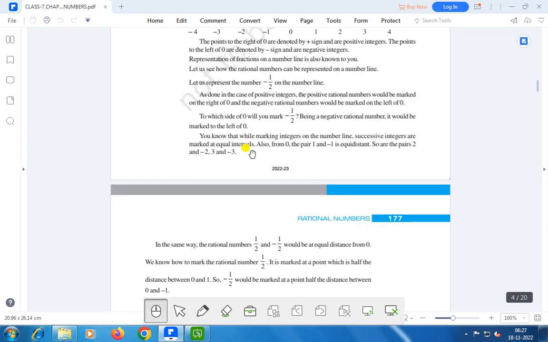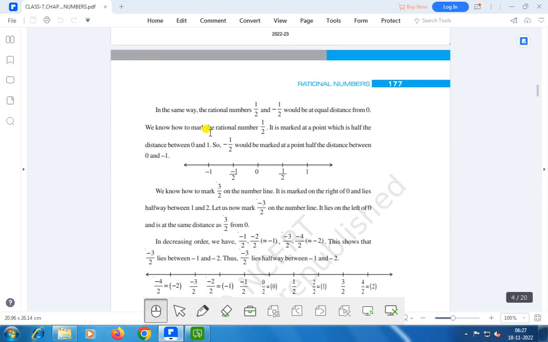You know that while marking integers on the number line, successive integers are marked at equal intervals. Also, from 0, the pair 1 and -1 is equidistant, so are the pairs 2 and -2, 3 and -3, right? In the same way, the rational numbers 1/2 and -1/2 would be at equal distance from 0. We know how to mark the rational number 1/2. It is marked at a point which is half the distance between 0 and 1. So -1/2 would be marked at a point half the distance on the left.